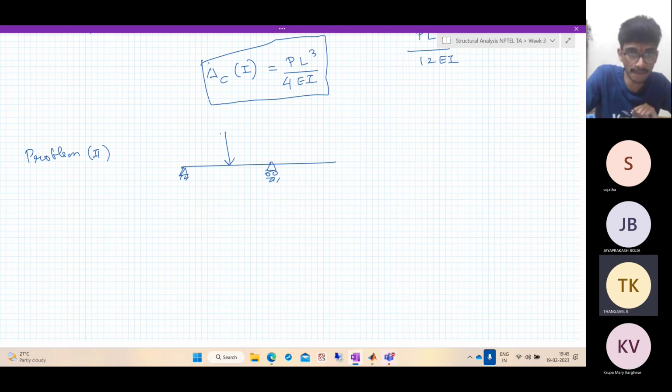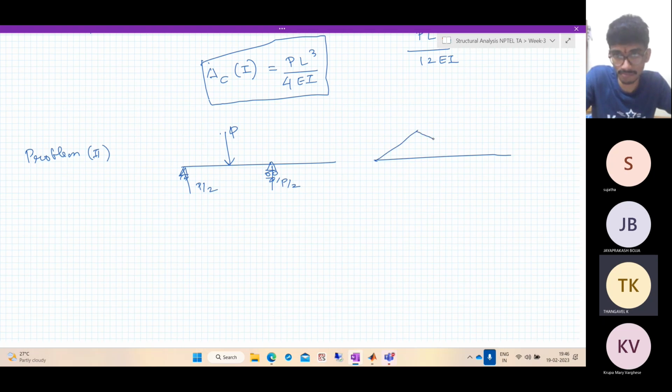And this is just free of anything. So if you take the support reactions, there are two supports equidistant. We can quickly find out this will be P by 2, and this will be P by 2. So the maximum moment will be at the middle, which is positive.